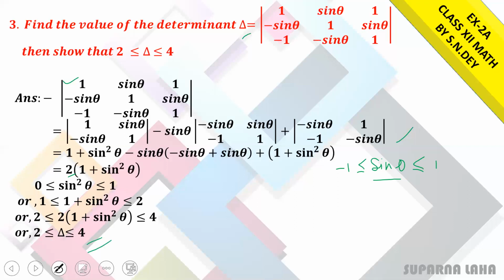Clear? So these problems from determinants are very easy. Just you need to do the right calculation. That's all. You need to choose the right row, right column, and the simplification should be proper.